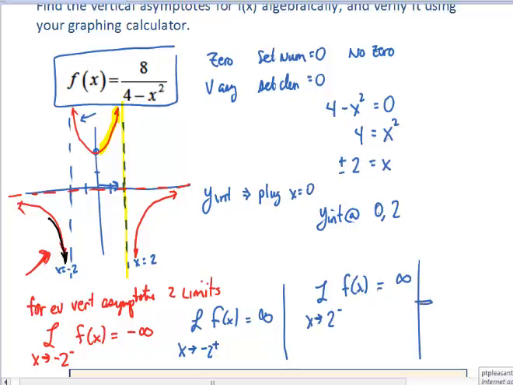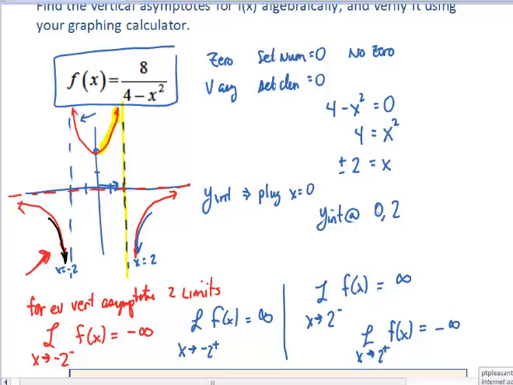And the last limit description would be on this side, and that would be the limit as x approaches 2 from the right of f of x. That heads to negative infinity.